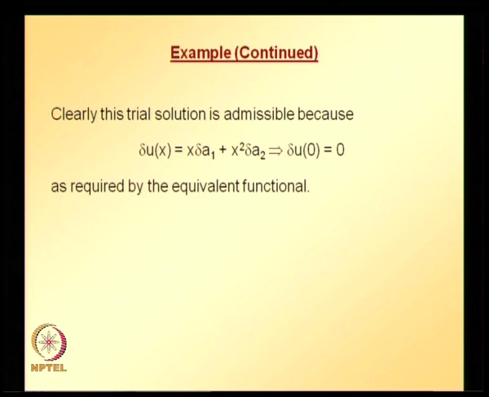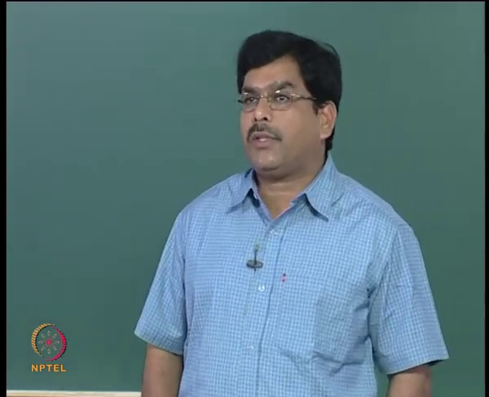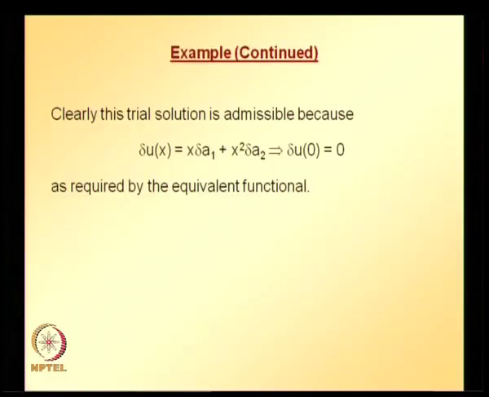And before we proceed further, we can check whether this admissible trial solution indeed satisfies the condition that the variation of u evaluated at x equal to 0 is 0 or not, because that is the condition that we use to eliminate one of the boundary terms. So if you just check the given admissible trial solution, take its variation and then substitute x equal to 0, it clearly satisfies the condition. Okay. And this is what is required for getting the equivalent functional.